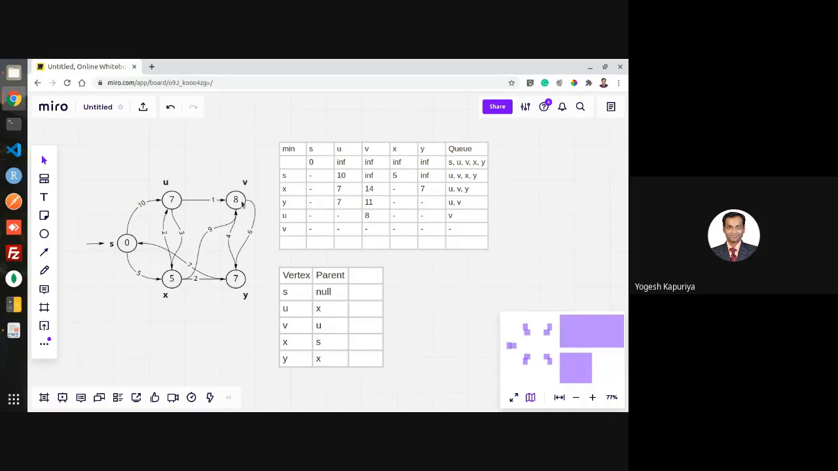V is extracted. So observe how many outgoing edges. There is one, this one, V and Y. V is 8, this is 6, so 8 plus 6 is 14. 14 is greater than 7, so no update. Then another, is there any other edge? No other edges are leaving V. So that means this is done.